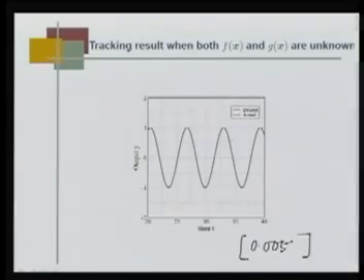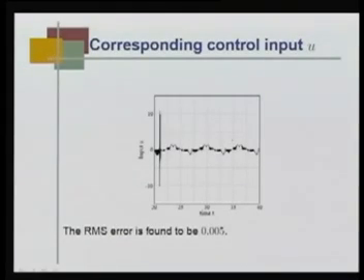The desired trajectory is a sinusoid and the actual trajectory is also a sinusoid. Here you see that the controller is highly fluctuating and there is a lot of oscillation. This is expected, because we have assumed that g x is unknown.